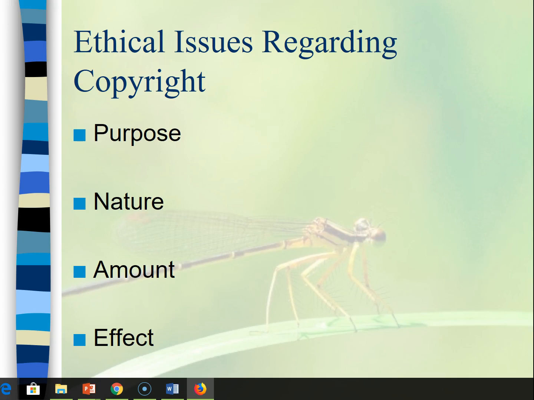Amount: how much is to be copied? The significant issue is how important the copied part is. Effect: how does copying affect the market for the document? Copying a journal article is okay, but copying a book is not okay.